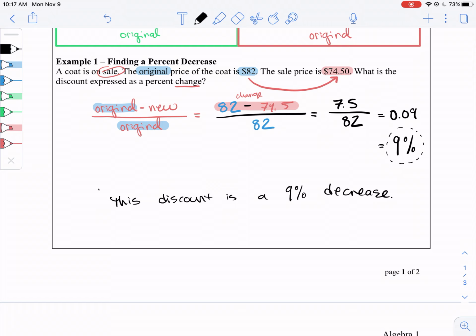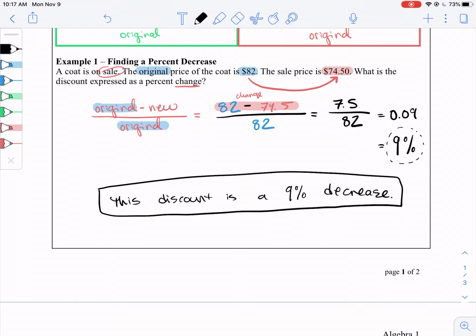Ta-da! Since this is our answer, let's put it in a big old box or circle or highlight or something. You're better highlighters than I am. So this discount is a 9% decrease. Excellent. So it's 9% off. That's not a whole lot, is it? Shoot. Oh well. Okay, so that's how to find percent decrease.